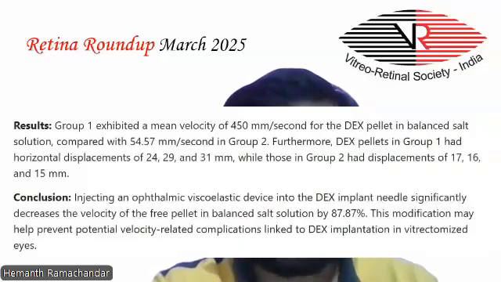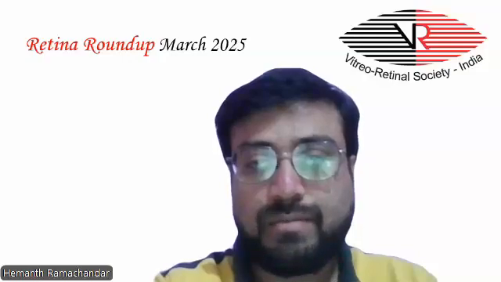In group 1, 3 DEX implants were injected without an ophthalmic viscoelastic device, while in group 2, the ophthalmic viscoelastic device was safely inserted into the DEX implant needle using a 26 gauge cannula just before the injection. The slow motion video mode of the iPhone 14 was used to record the procedures and to calculate time and distance measurements. Coming to the results, Group 1 exhibited a mean velocity of 450 millimeter per second for the DEX pellet in balanced salt solution, compared with 54.57 mm per second in Group 2.